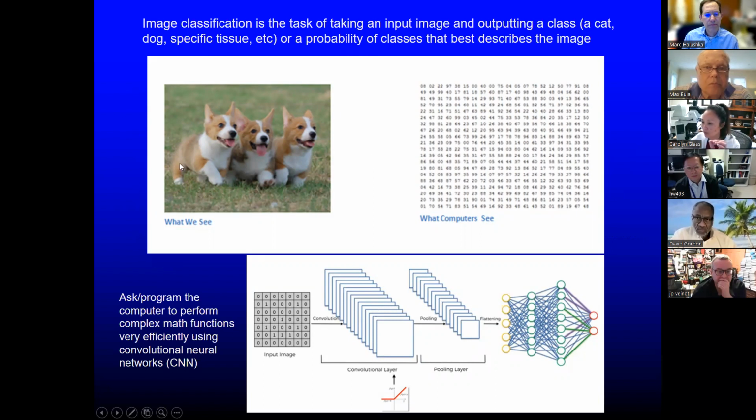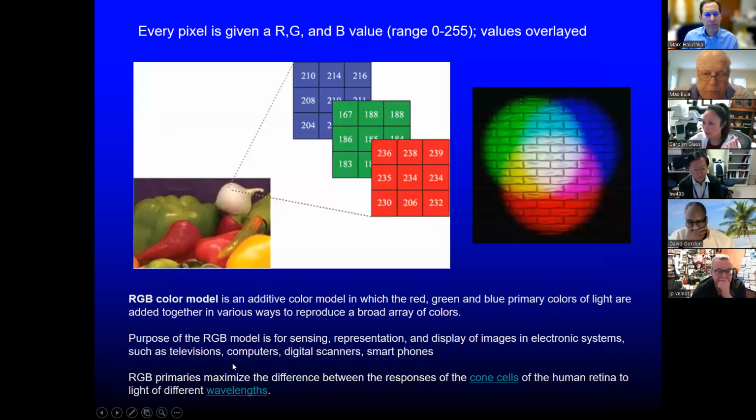What we see as humans, our rods and cones see a picture, but what the computer sees is all these numbers. You're asking the computer to perform complex math functions using a neural network. This is a very generalized representation of what our brains are doing, but every pixel is given a red, green, or blue value when we're looking at the computer screen, iPhones, and you have a certain value that's calculated based on an RGB value.